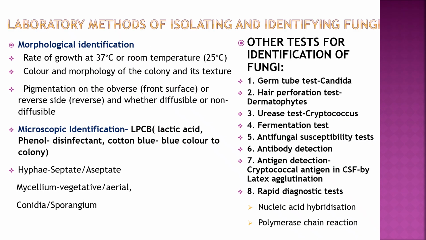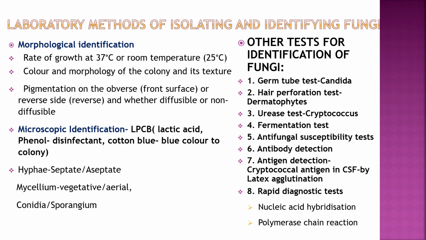Laboratory methods for identifying fungi. Morphological identification: rate of growth at 37 degrees or room temperature, 25 degrees Celsius. Color and morphology of the colony and its texture. Pigmentation on the obverse, that is front, and reverse, that is backside, whether diffusible or non-diffusible. Microscopic identification: LPCB mount is done, that is lactophenol cotton blue. It contains lactic acid, phenol and cotton blue for the coloration.